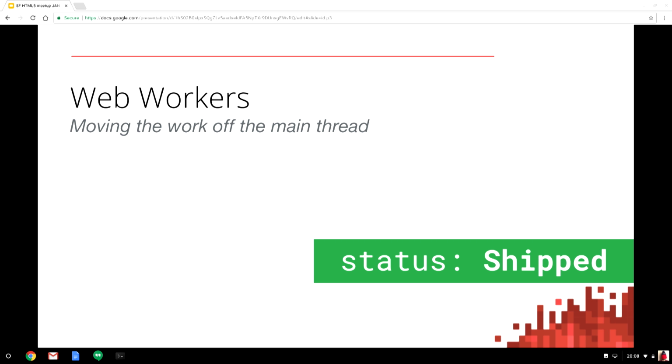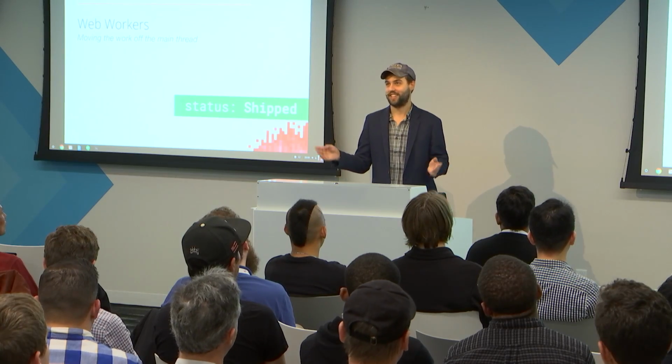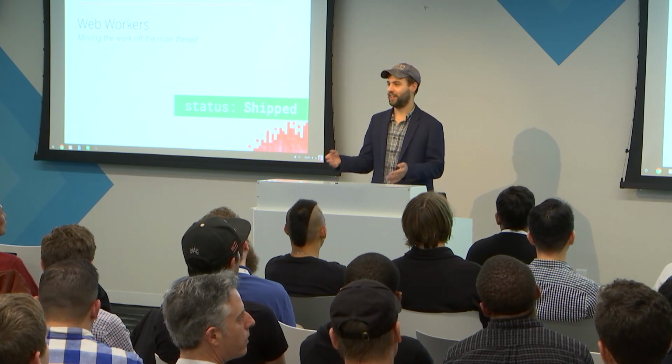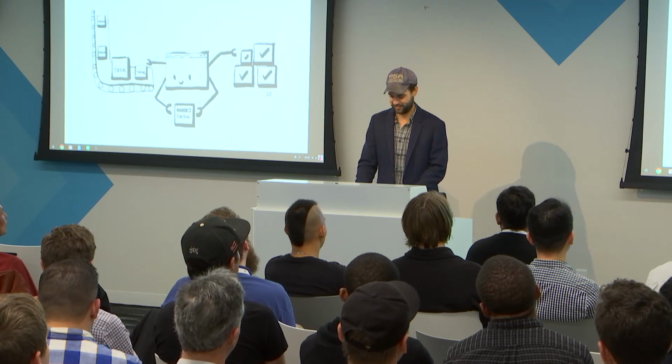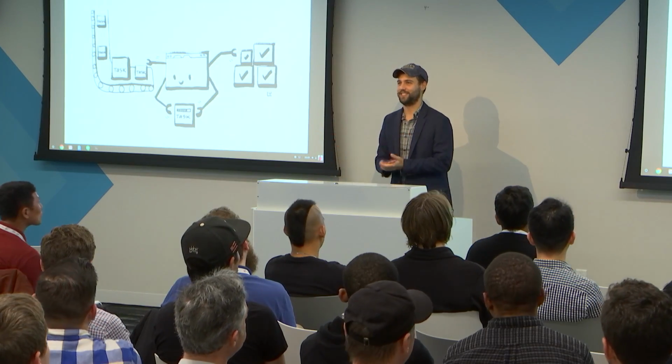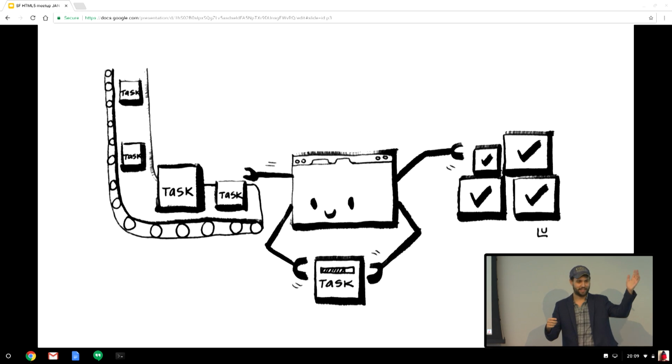Onto one of my favorite APIs, the Web Worker API. Now this has been shipped for a long time. This has been in the browser. It's just been sitting there asking for you to use it. Not many people are using it, but I'm going to convince you. So let's imagine your browser. This is in the center. We give it tasks, it does some work, it hands the tasks over.